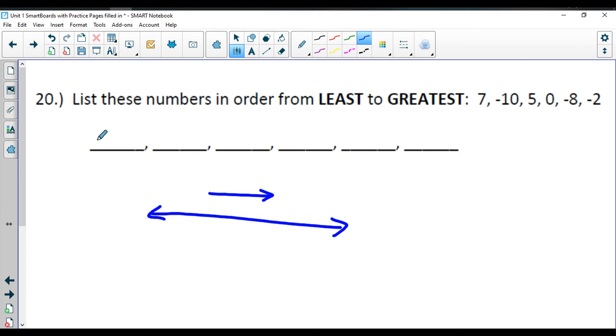So looking at these numbers, the least number is negative 10. I'm going to go ahead and cross it off my list, followed by negative 8. Followed by the negative 2. 0 would come next, and then 5, and then 7. That's the end of your review for the Unit 1 integers.